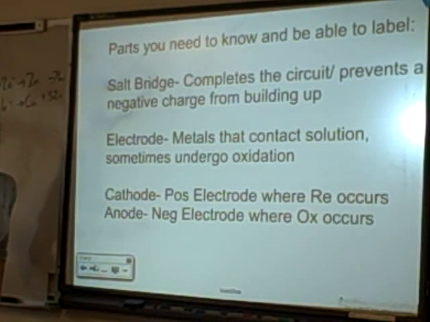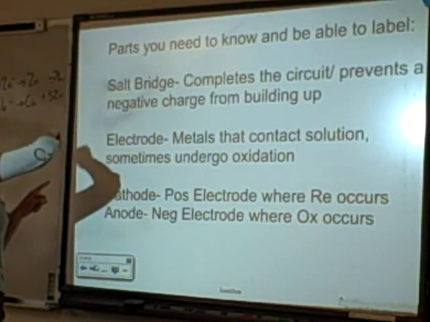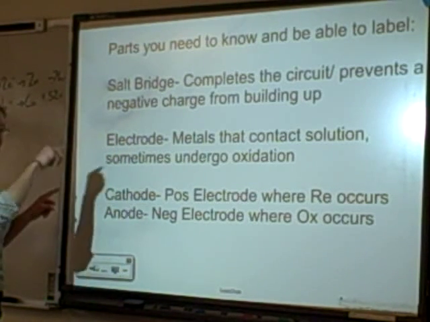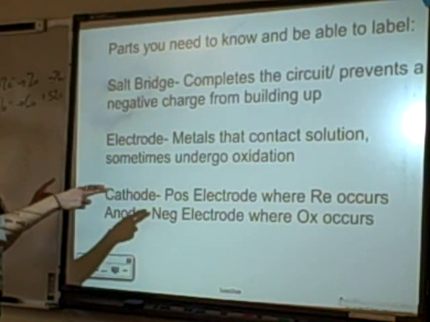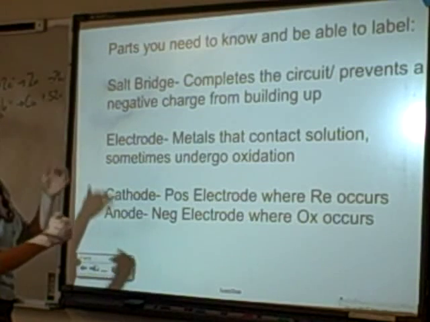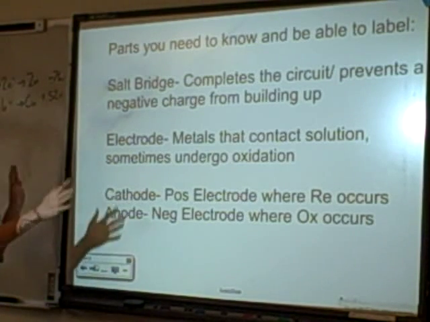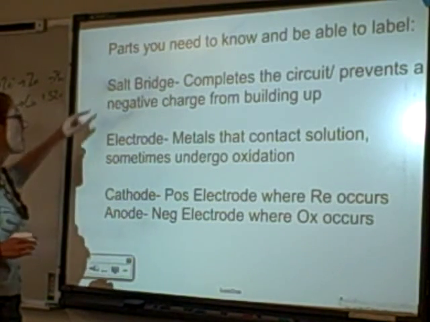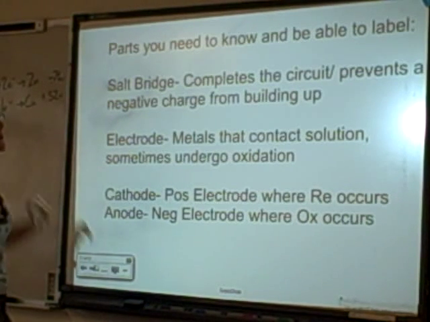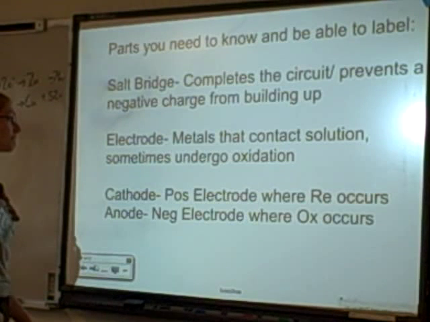So the parts we need. The salt bridge is the thing that completes the circuit. As one side is oxidized, the other side is reduced, and the electrons would stop moving if we didn't complete the circuit and move something negative from this side over to here. So the salt bridge is going to counter that charge to keep both of your electrodes neutral. It's usually full of something unreactive. We'll use potassium nitrate pretty much every time.